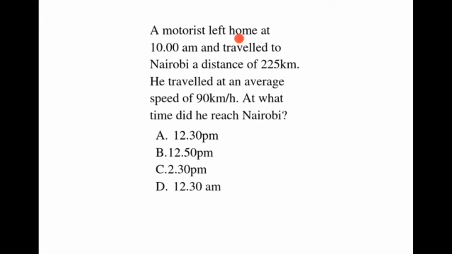A motorist left home at 10 a.m. and traveled to Nairobi a distance of 225 kilometers. He traveled at an average speed of 90 kilometers per hour. At what time did he reach Nairobi? So we are given distance, we are given the speed. For us to get time, now we proceed as follows. Solution: time equals distance divided by speed.